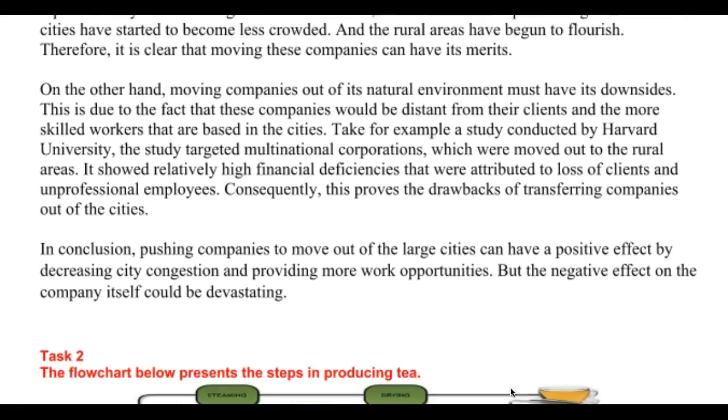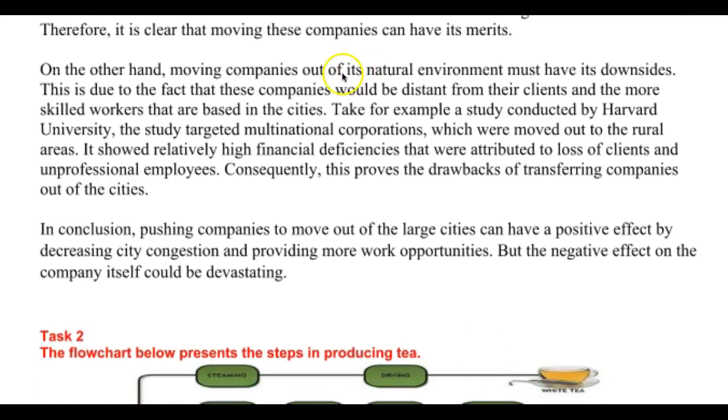On the other hand, moving companies out of their, plural, natural environment must have its downsides. This is due to the fact that these companies, let's just say "has its downsides", we don't need "must". This is due to the fact that these companies would be distant, would be far from their clients and the more skilled workers that are based in the cities. Good. Take, for example, a study conducted by Harvard University. Genius. We've mastered that example sentence.